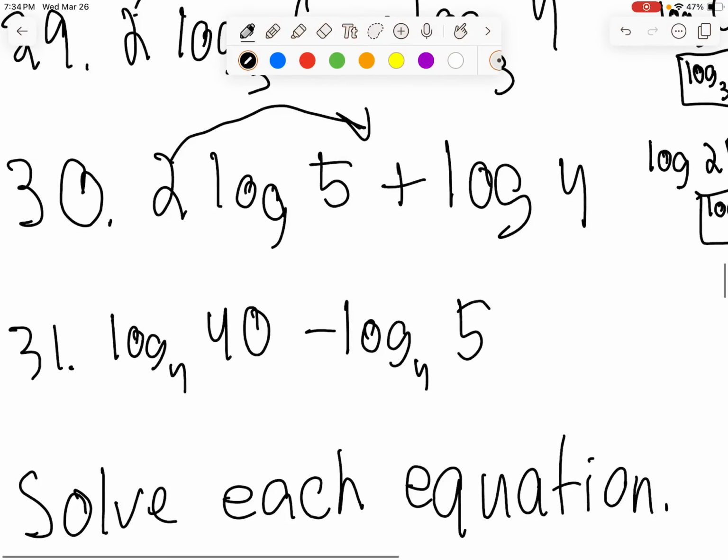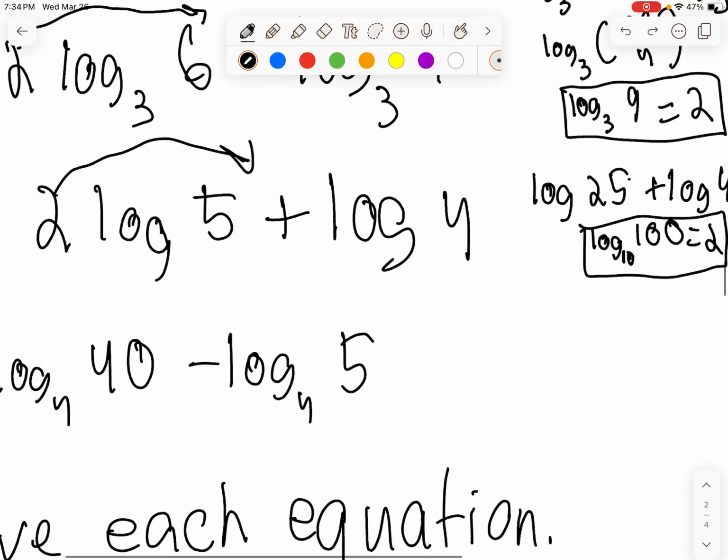Anyway, when we're subtracting logs, divide. So we're gonna get log base 4 of 40, oops, skip the step, over 5. 40 over 5 is equal to 8. So it's asking 4 to the x equals 8.